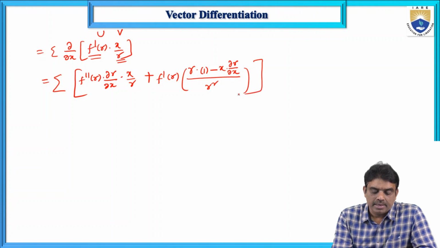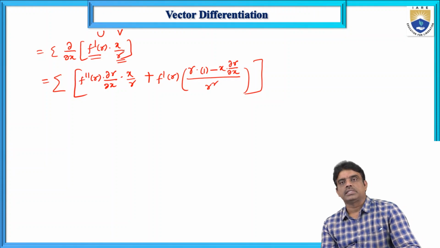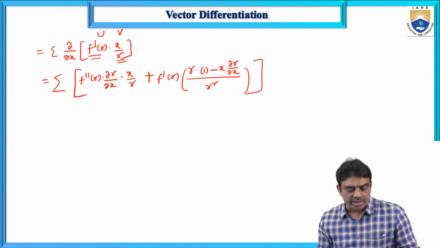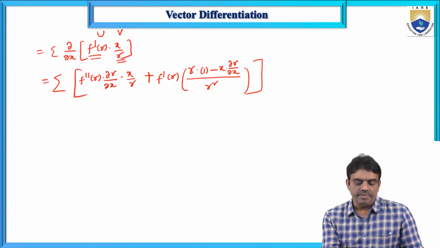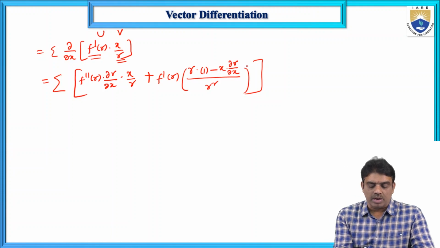I hope this is clear. f dash of r derivative is f double dash of r into dou r by dou x, times x by r treated as constant, plus f dash of r as it is. Now I am differentiating partially with respect to x the term x by r. So x by r derivative is like u by v: denominator r square, v du minus u dv. That means r into 1 minus x into dou r by dou x.